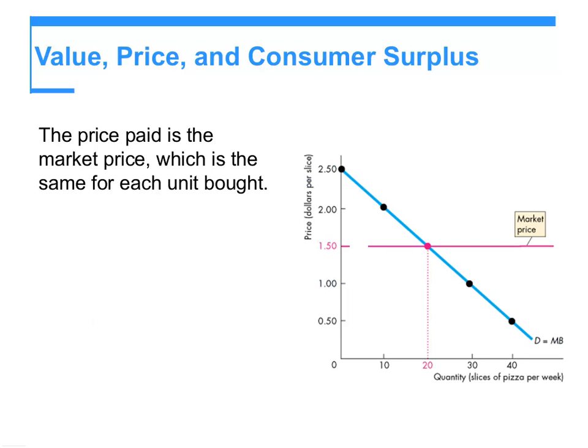This is a basic linear curve. At $2.50 per slice, nobody buys anything. As the price decreases, the quantity demanded increases. At $2.10, a slice of pizza is bought per week. At a price of 1.5, it will be 20, and then it goes to 40. Very simple. So now this is the whole idea. This is what demand tells you: for price 2, you have 10.